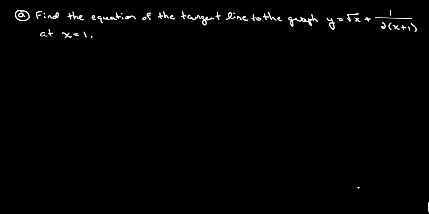Okay, we're asked to find the equation of the tangent line to the graph y is equal to the square root of x plus 1 over 2x plus 1 at x equals 1. So what we're going to do, and there's a couple ways we can do this, there's a formula in the book, okay?